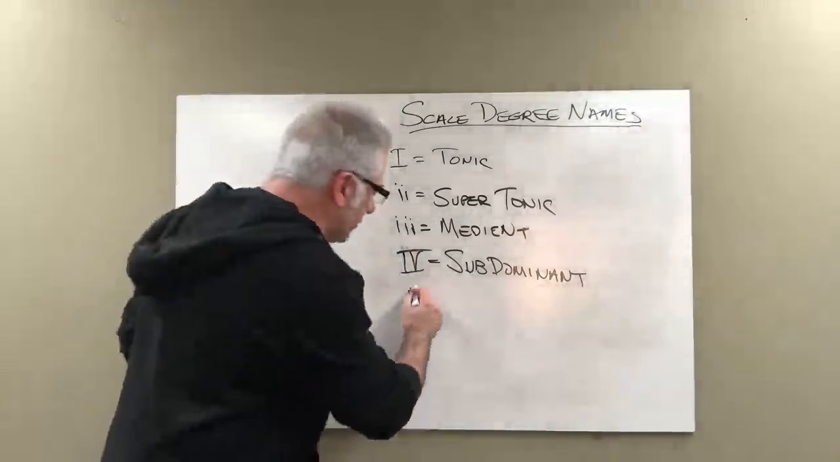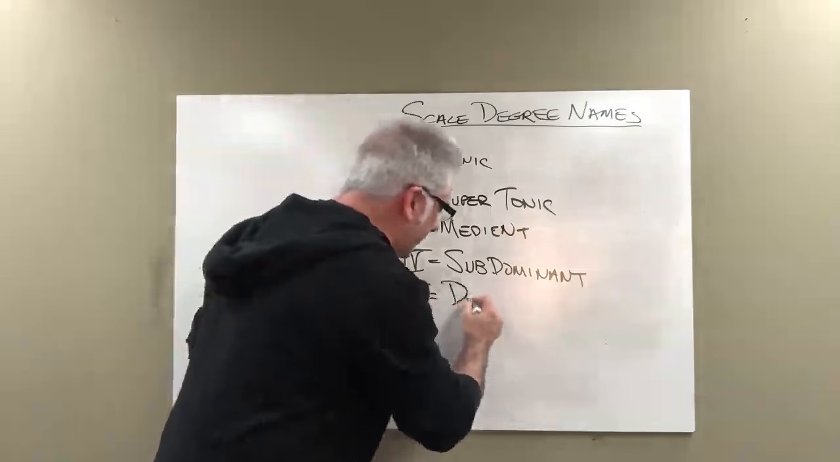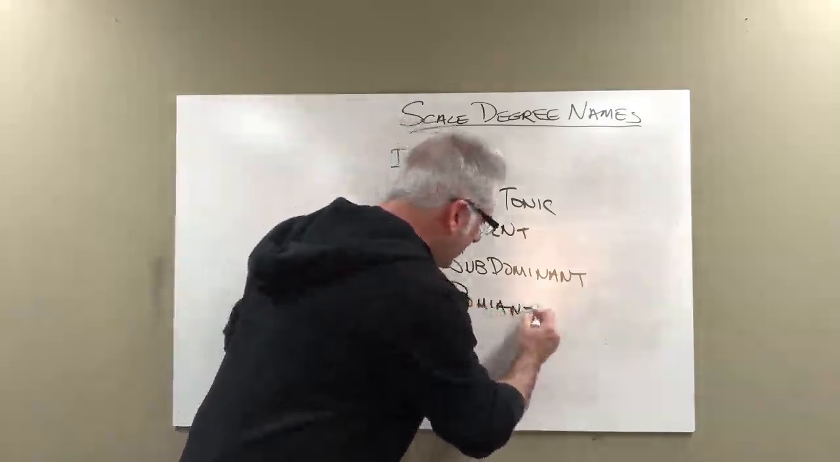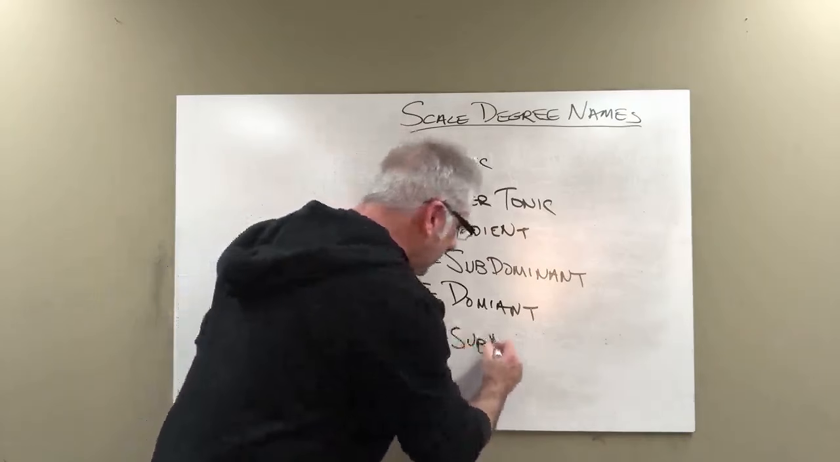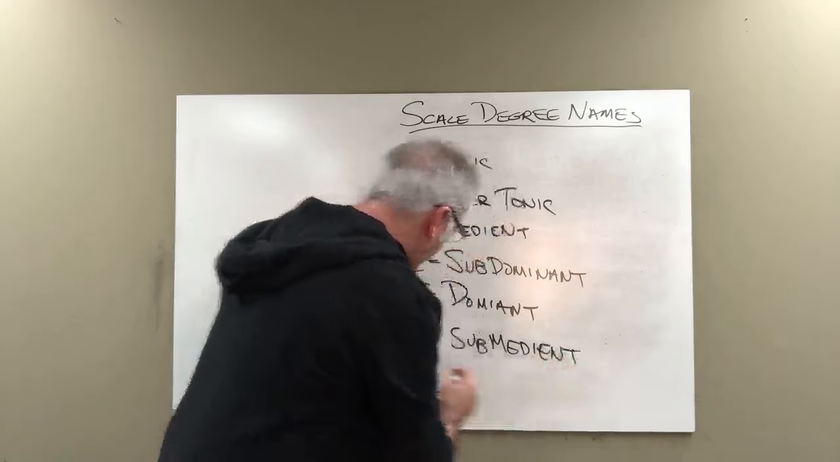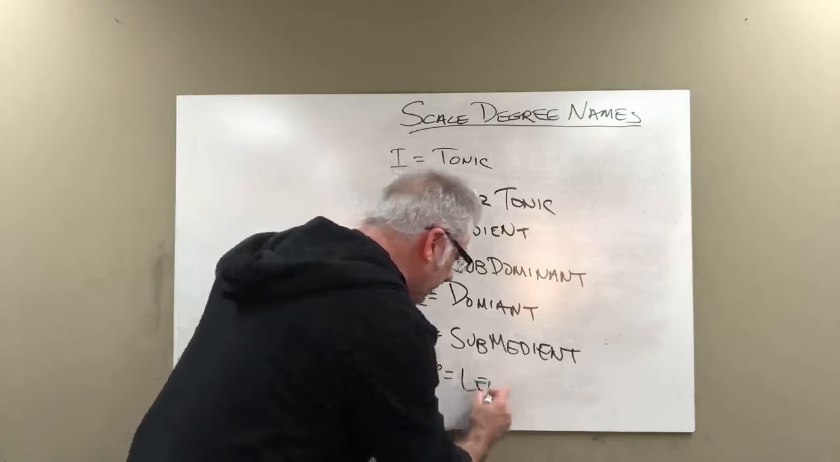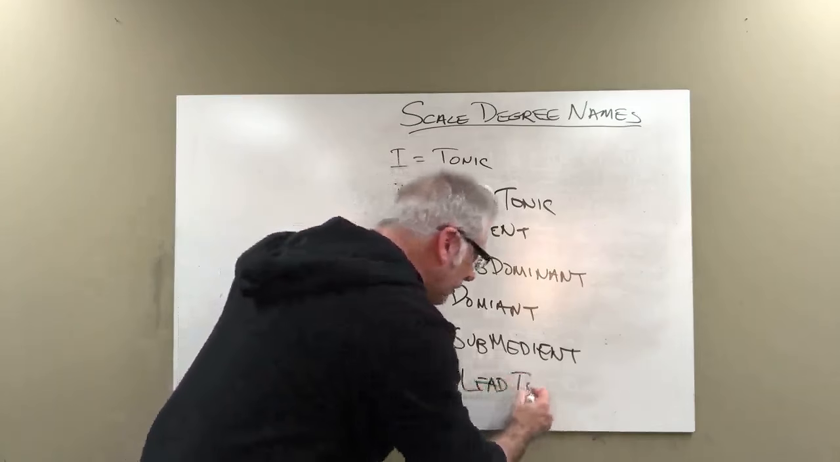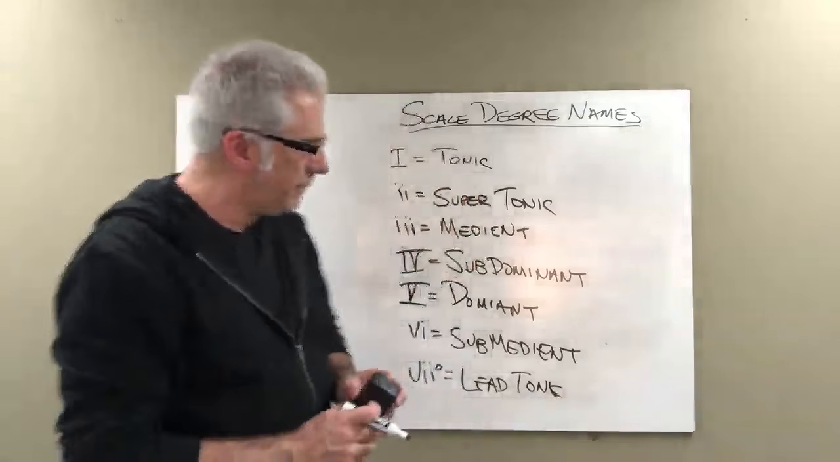Your 5 chord is your dominant. See, I'm using those Roman numerals. Dominant. Your 6 chord is your submediant. And your 7 chord here with the diminished is your leading tone, because it's leading you back to the tonic, okay? Leading tone to the tonic, okay?